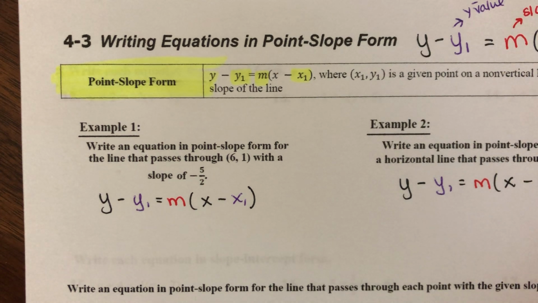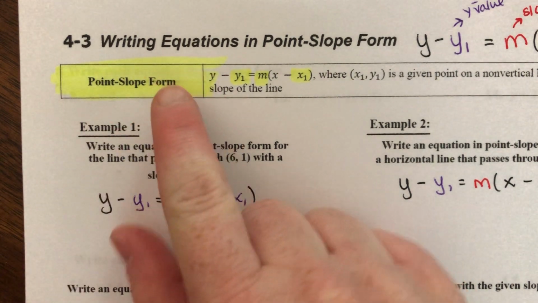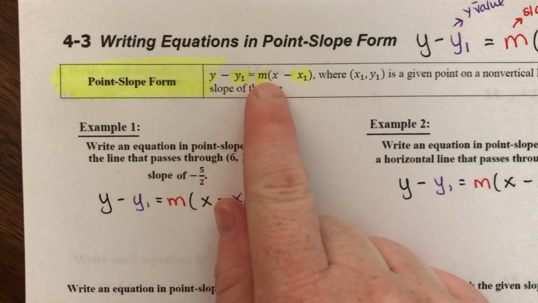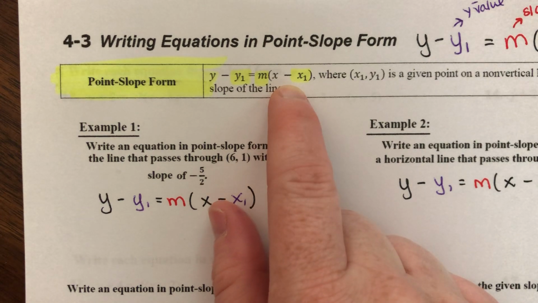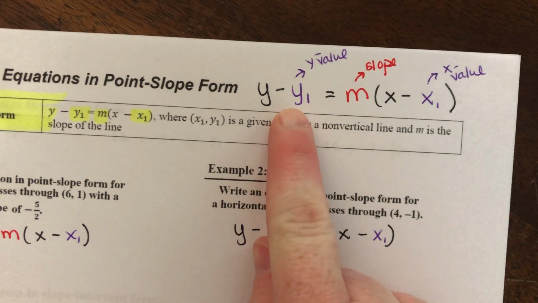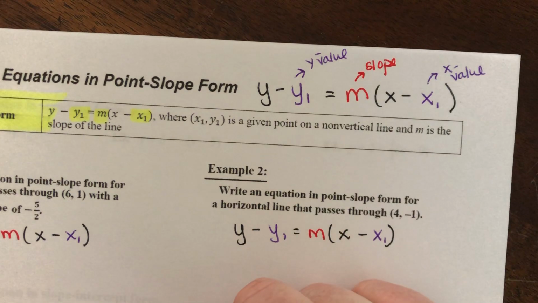But we want to be familiar with what it is, what the parts of it are, identifying the parts of it, graphing it, things like that. So point-slope form of an equation looks like this. y minus y1 equals m times x minus x1. Okay, and all that means is the only parts here that change are this y1, this m, and this x1. Everything else stays the same.